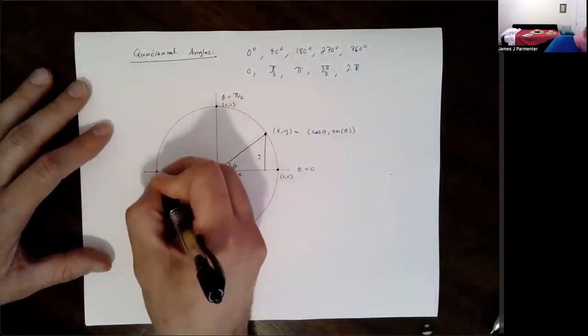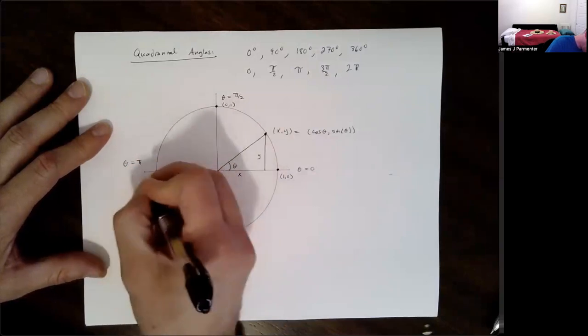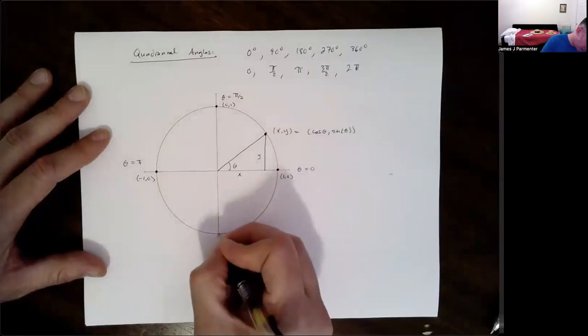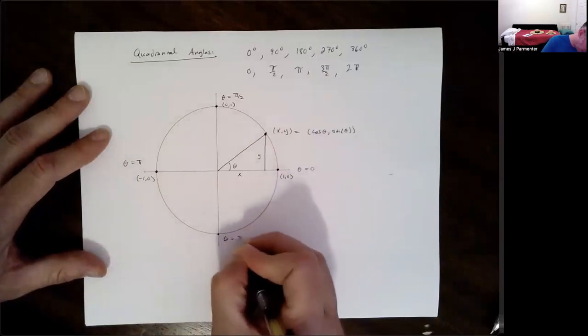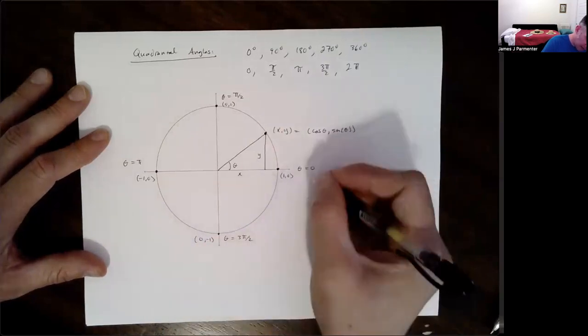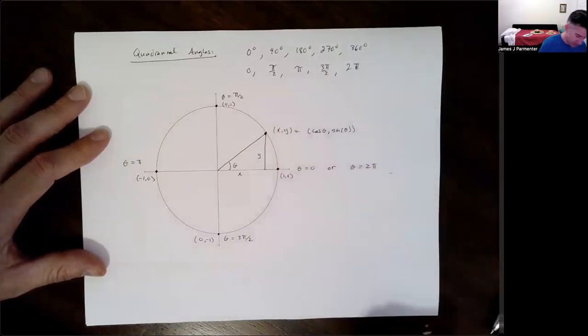Or over here, when the angle is pi, and the point is -1, 0. Actually, let me just fill this in here. Or this point here, the angle is 3 pi over 2, and the point is 0, -1. And here the angle could be 0 radians or 2 pi radians.